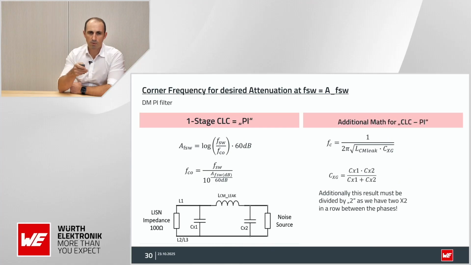And the differential mode stage in our case is a CLC. So we have two X stages and the leakage inductance here. So we have 60 dB per decade, and we need 60 dB of damping, also at 200 kilohertz. Additionally, we do have to do some math, because in a pi structure, these two capacitors from an RF point of view are sitting in series. So we just have half of the capacitance effectively to calculate our corner frequency.